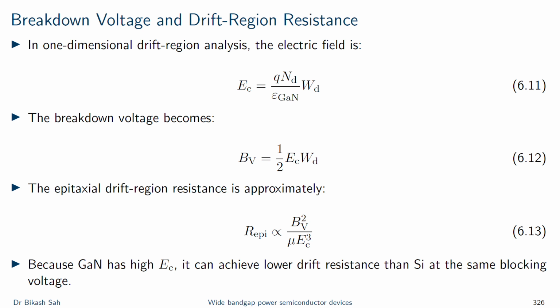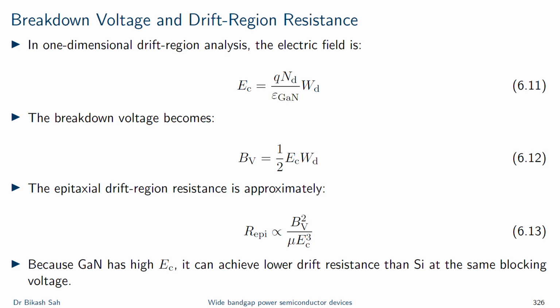It tells us why wide band gap materials are powerful for high voltage. If the critical electric field EC is much larger, the drift resistance can be dramatically lower for the same breakdown voltage. This is one reason silicon carbide and GaN outperform silicon in high voltage power devices. But you also have to remember that this is an ideal one-dimensional relationship. Real devices have issues like field crowding, surface traps, contacts, and packaging constraints.